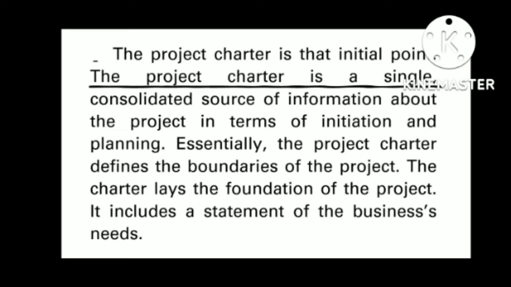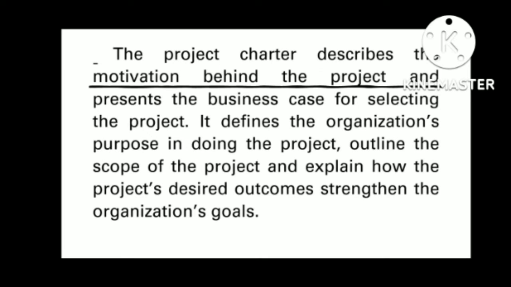The project charter is a single, consolidated source of information about the project in terms of initiation and planning. Essentially, the project charter defines the boundaries of the project. The charter lays down the foundation of the project. It includes a statement of the business needs. The project charter describes the motivation behind the project and presents the business case for selecting the project.